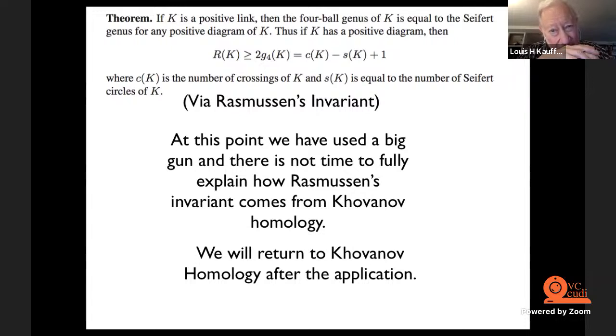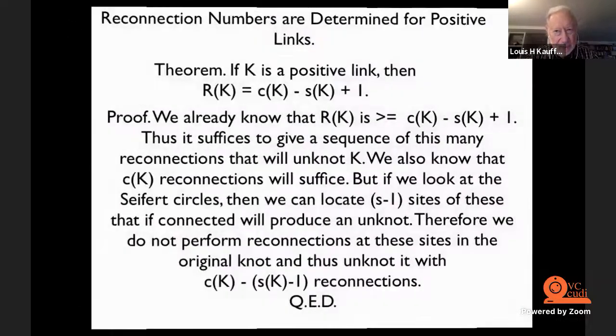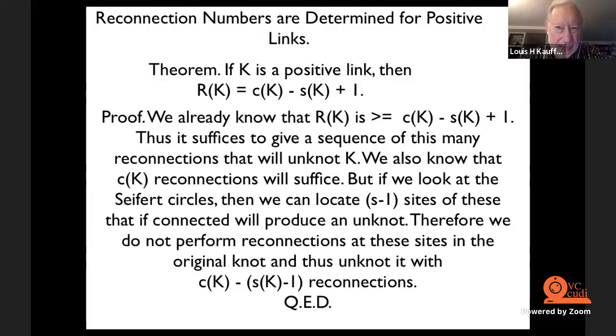And that means that the reconnection number must be greater than or equal to twice the four-ball genus, which is the number of crossings minus the number of Seifert circles plus 1. This comes by using covariant homology and what's called Rasmussen's invariant. So there's some nice combinatorial topology that gets you this, which we don't have time to do in this talk, but we can go further and say that it actually is equal to that.